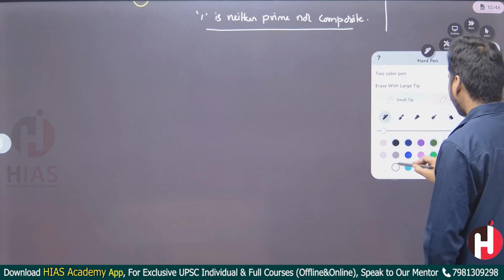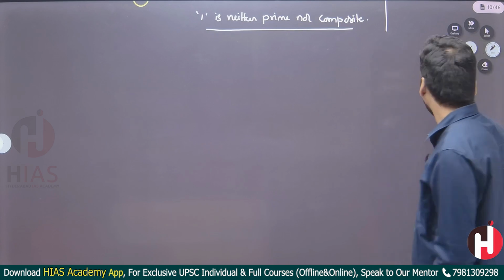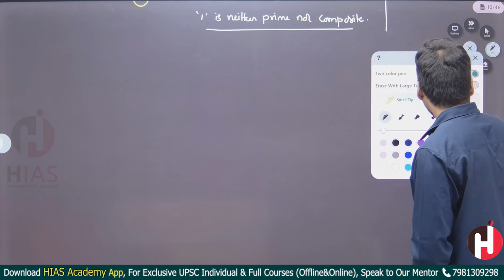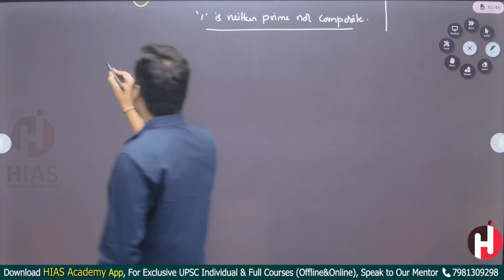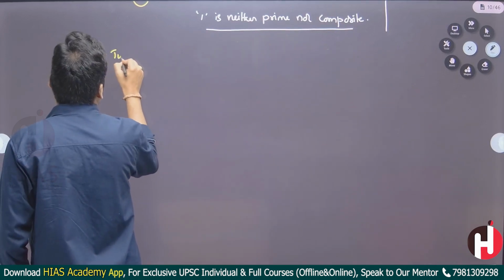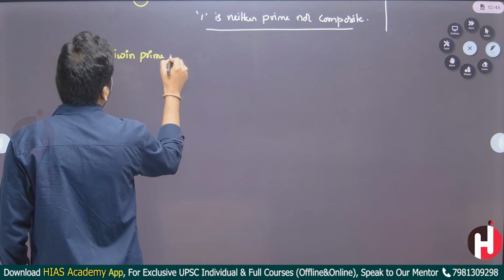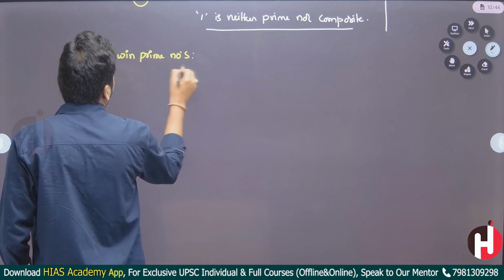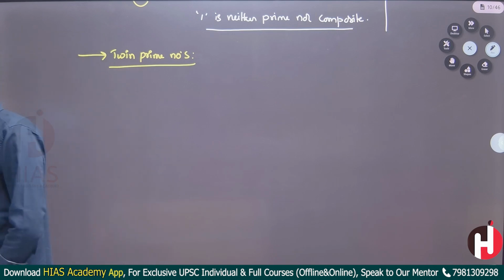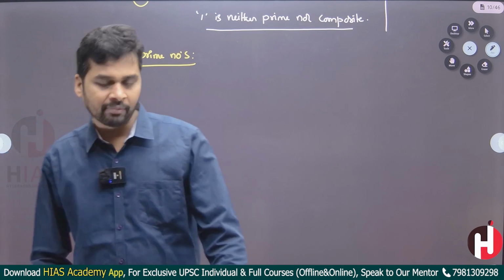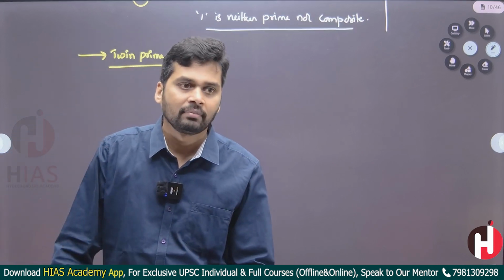Right. So these are the prime numbers and composite numbers. So the next one is twin prime numbers. Prime numbers are different, twin primes are different. So what is a twin prime?